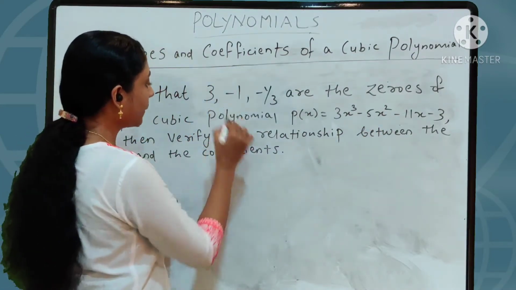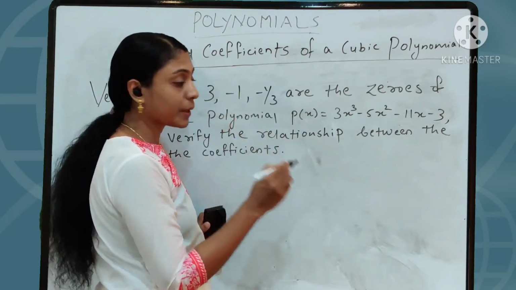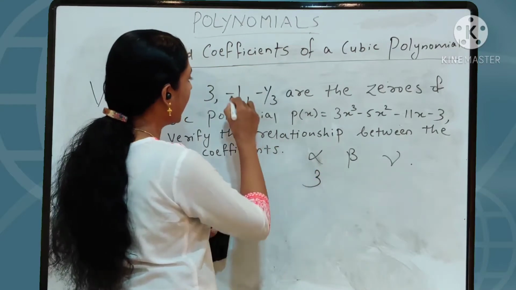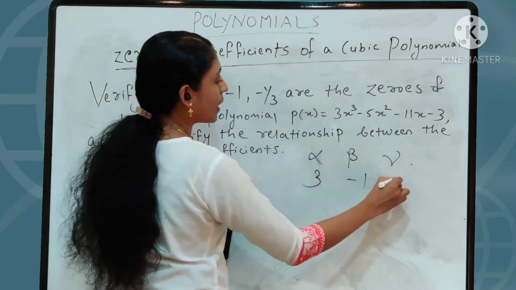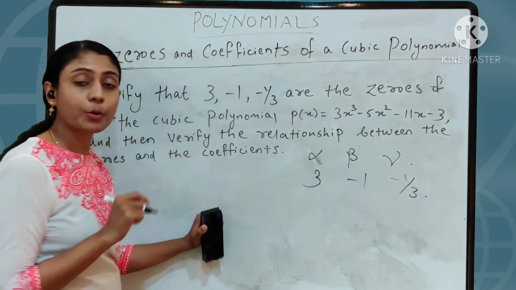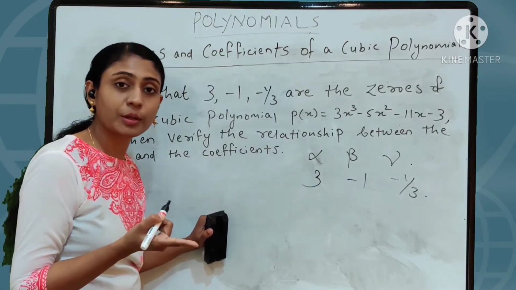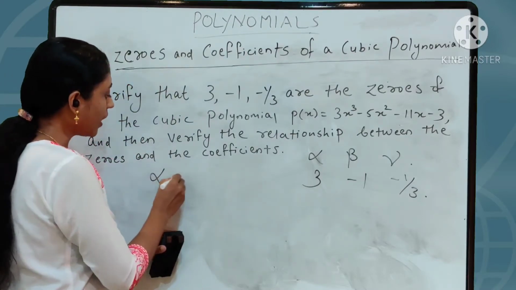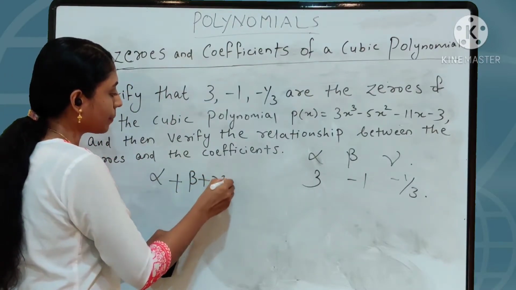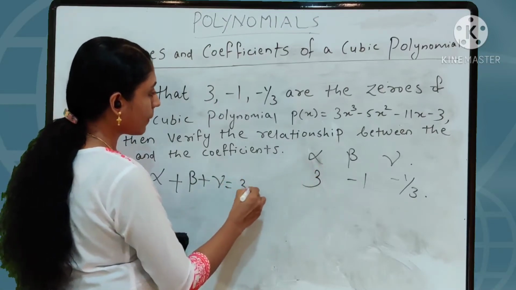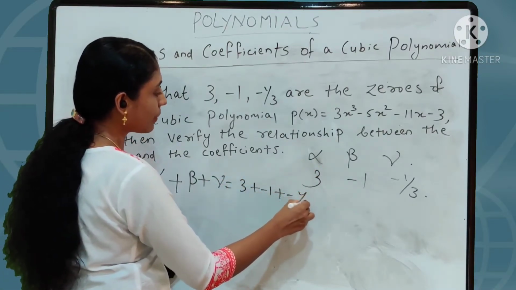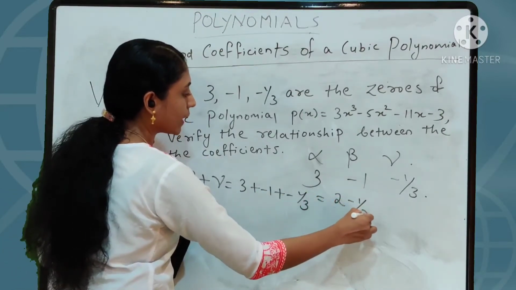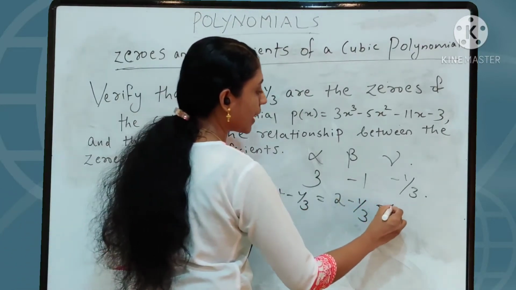Now we know the zeros of a cubic polynomial are alpha, beta, gamma, right? So we put alpha as plus 3, beta as minus 1 and gamma as minus 1 by 3. And we know the formulas. What are the formulas of a cubic polynomial? To find the sum of the zeros, alpha plus beta plus gamma is equal to 3 plus minus 1 plus minus 1 by 3, which is equal to 3 minus 1, that is plus 2, minus 1 by 3. That is 6 minus 1, it is 5 by 3.